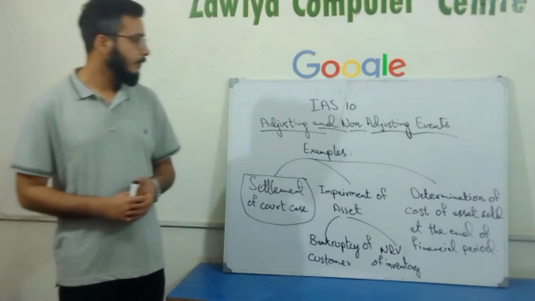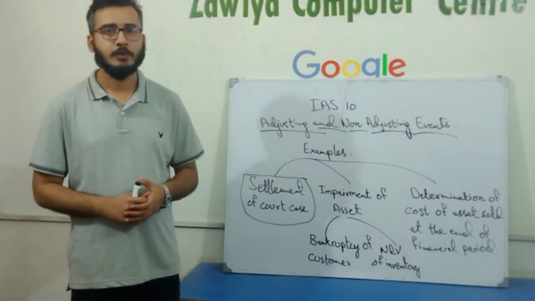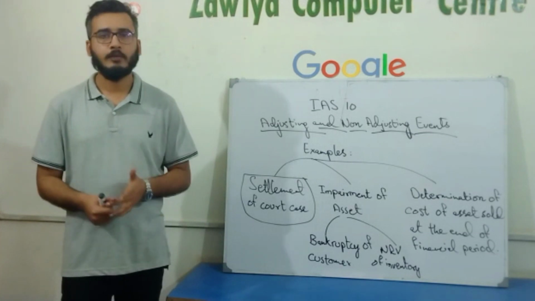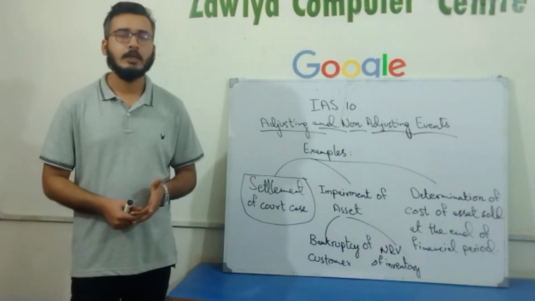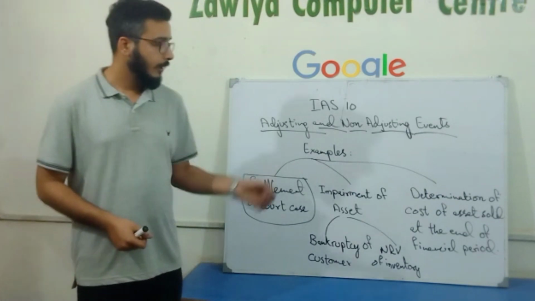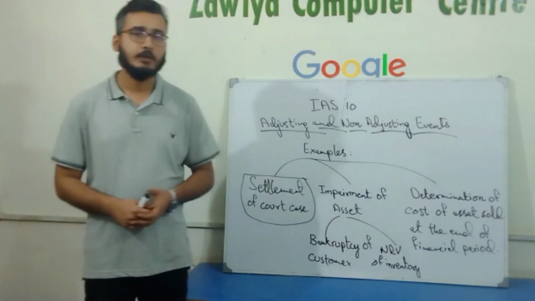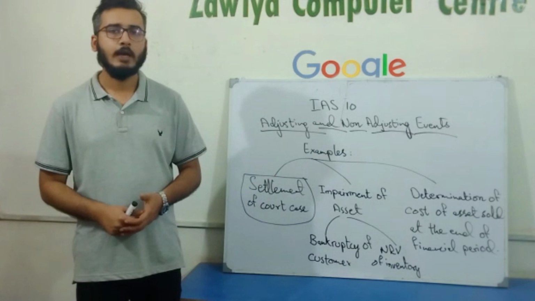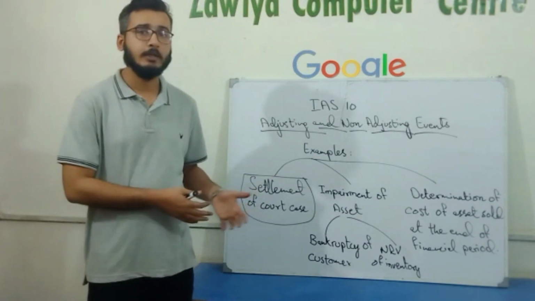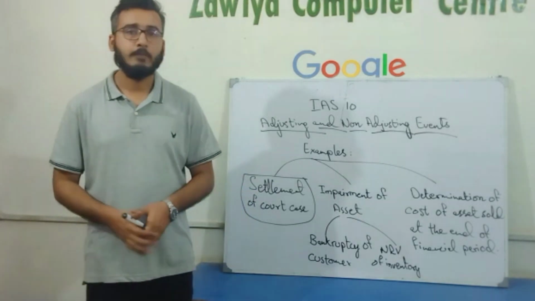Number three, we have determination of the cost of assets sold at the end of the financial period. If you have sold an asset at the end of the financial period and you haven't determined its cost, and the cost is determined after the period ended and before the financial statements are authorized for issue, you have to adjust the cost of the asset as per the determination made even after the year ended. So now let's see two more examples.